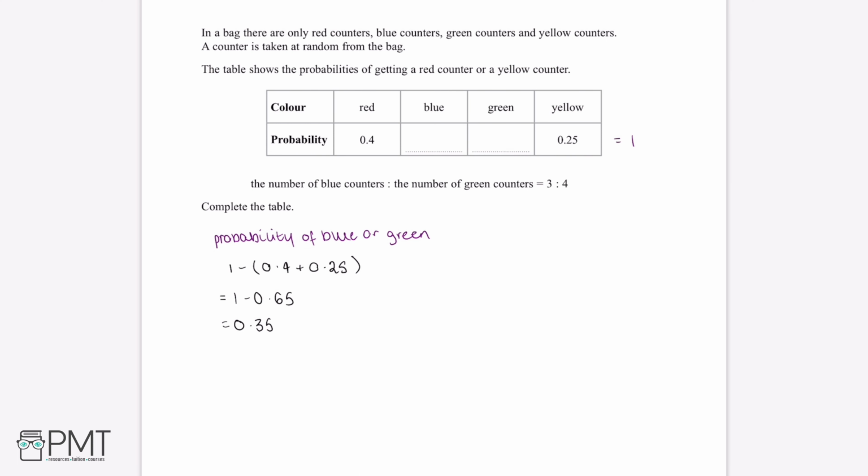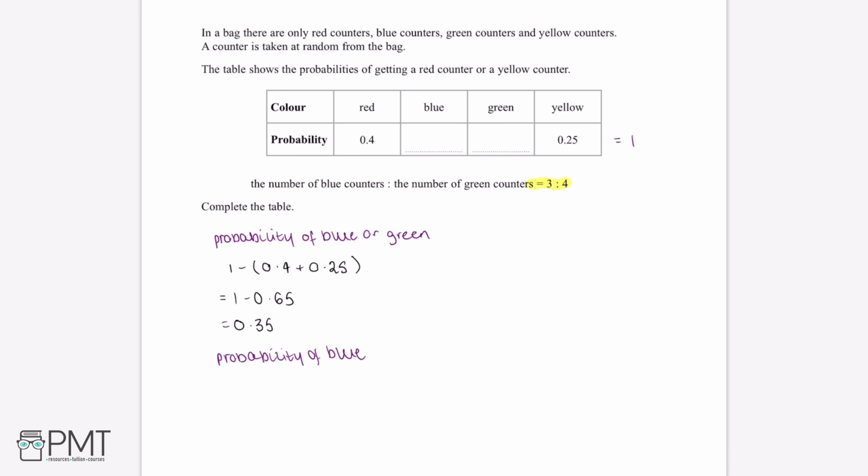So now we've worked out the probability of choosing a blue or a green counter, we can use this ratio here to work out the probability of choosing a blue counter and then separately the probability of choosing a green counter. So if we start off by working out the probability of choosing a blue counter, the ratio is 3 to 4.